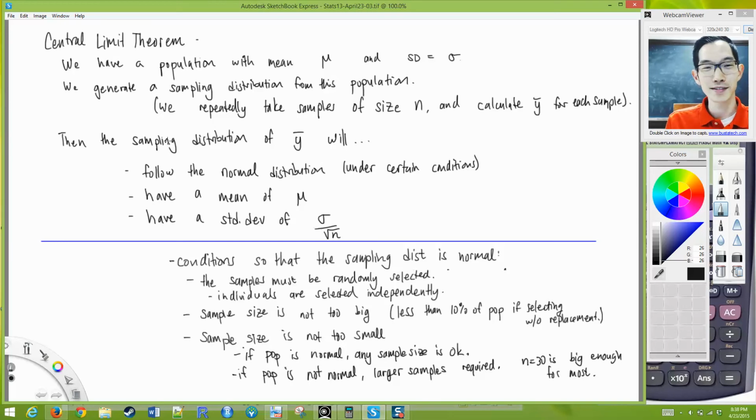Simply, it's just the distribution of all means from several samples. Yes, so that's a sampling distribution. And the central limit theorem is that the sampling distribution, as long as these conditions are met, will follow the normal distribution. Okay? So we're saying if we generate a sampling distribution, meaning we repeatedly take samples from a population and create y bars for each sample, the distribution of y bars, that sampling distribution, will follow the normal distribution with this mean and standard deviation.